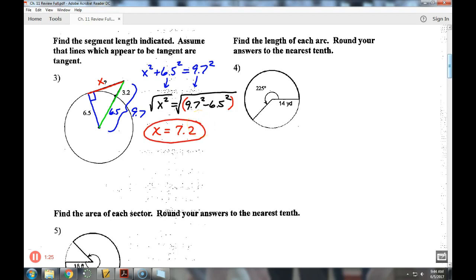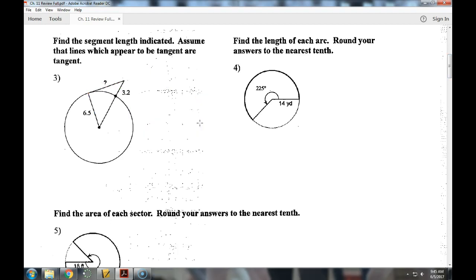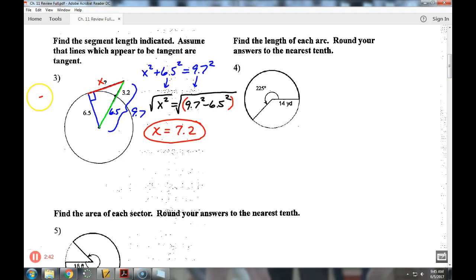All right, number 4, find the length of the arc. So this is in section 11.4. So the length of the arc, they actually want to know how long is this piece right here. And so remember, the formula is just a portion of the circumference. So you got to know the formula for circumference. It's 2 pi r. So this is going to be a fraction of the circumference.